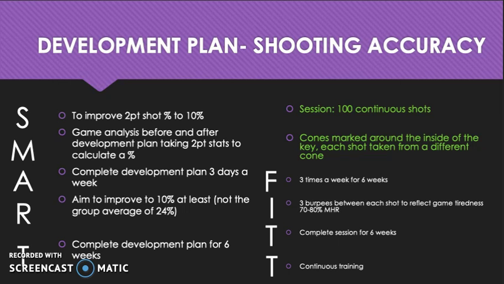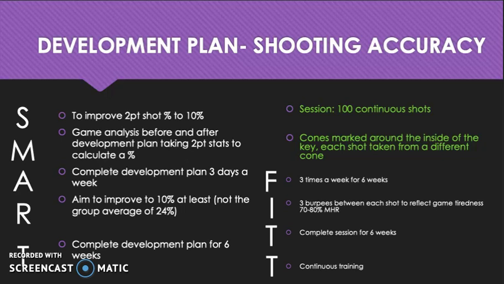The target is measurable because I'll complete game analysis on the player before and after the development plan has been carried out, and I'll take stats on her 2-point shots, which will allow me to calculate the success rate percentage. The target is agreed upon because she has agreed with me to follow the development plan for 3 days of the week for 6 weeks, as she wants to improve on that aspect as well.